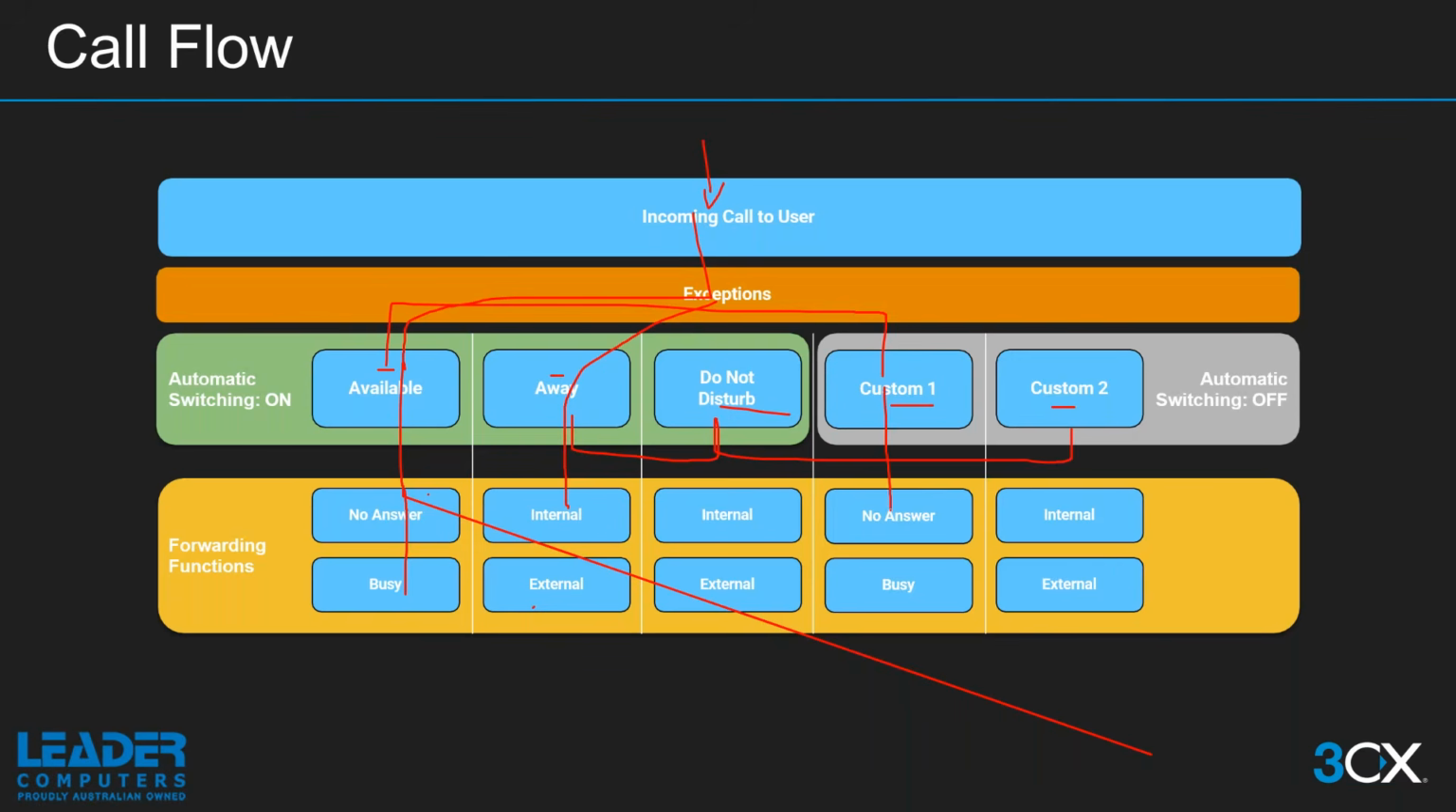So call comes in, and if it is no answer, where I need to send it to, or busy, where I need to send it to. Something that's super important for you to know is available, away, DND are automatic switching, and custom 1 and custom 2 are manual switching. So for example, let's say you have a custom 1 profile, different routing. When I say custom 1 and custom 2, you can pretty much use it for anything. So let's say you want to have a lunch routing or a travel routing. So you can rename custom 1 as travel, just for example.